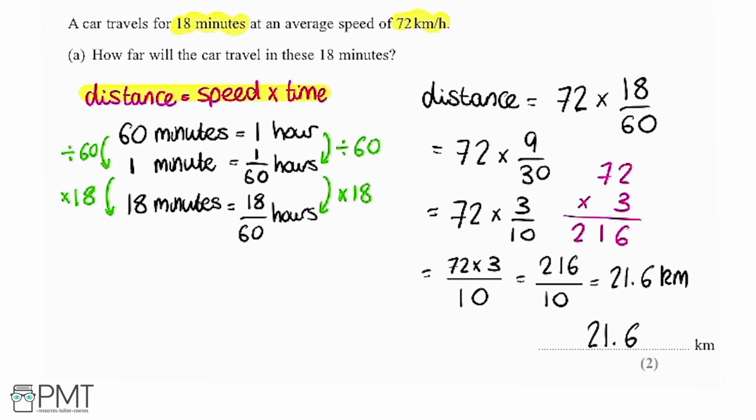So we get our first mark for realizing we have to work with distance is speed multiplied by time. And our second mark for going through all the working to get the correct answer of 21.6 kilometers.